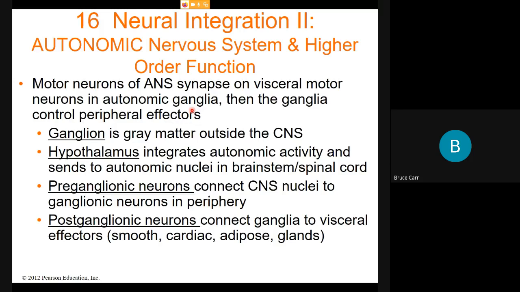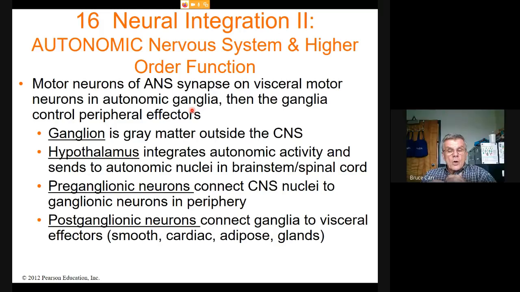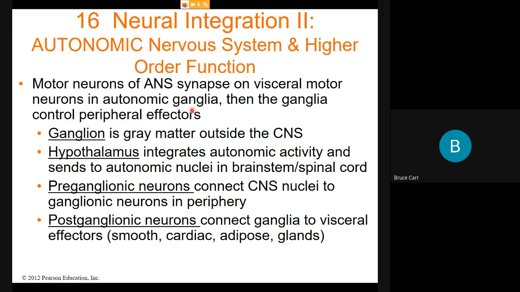The integrating area, the hypothalamus, is that connecting area between all this neural activity we've talked about in the brain and the activity of the endocrine system, which is often involved in autonomic function. We will distinguish between the neurons that connect the spine to the ganglion, where information processing in gray matter is occurring, and the neurons that then continue on from the ganglia out to the effector.